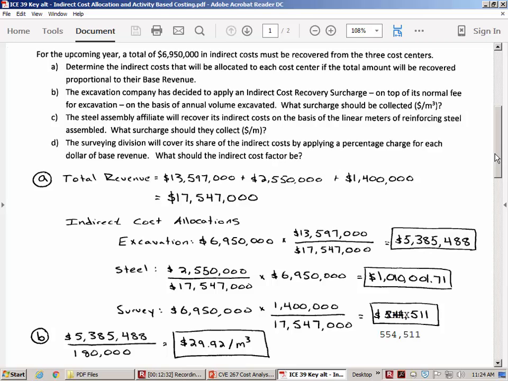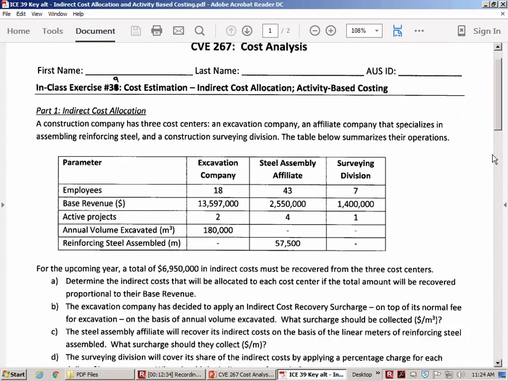So now in part C, it's a similar idea. The steel company, it's not doing excavation. They're using the linear amount of steel reinforcing that's been assembled. So they're tying together steel cages. And so in their case, they're going to take the indirect costs and allocate it to the reinforcing steel.